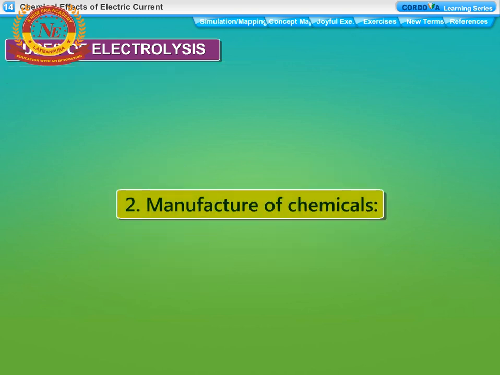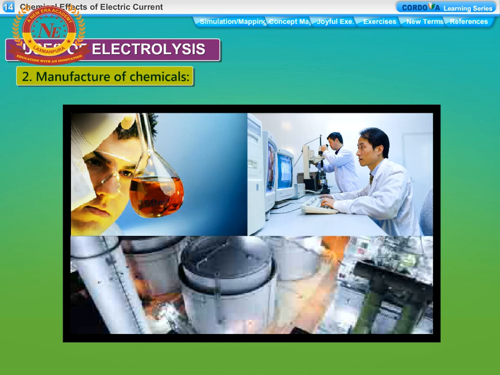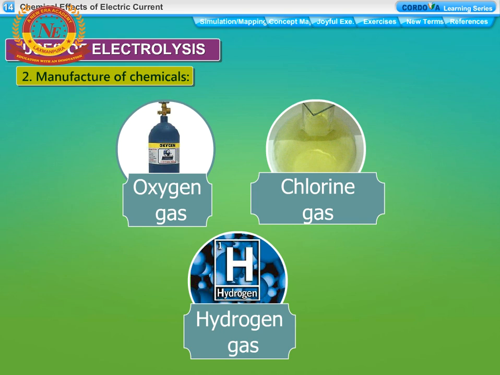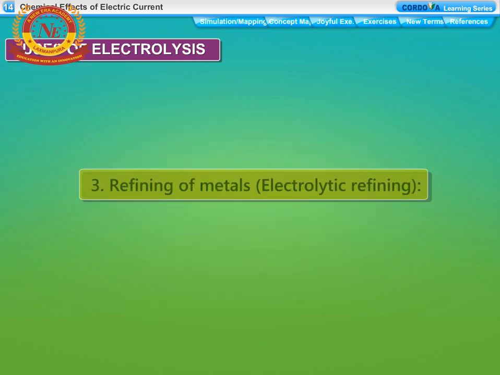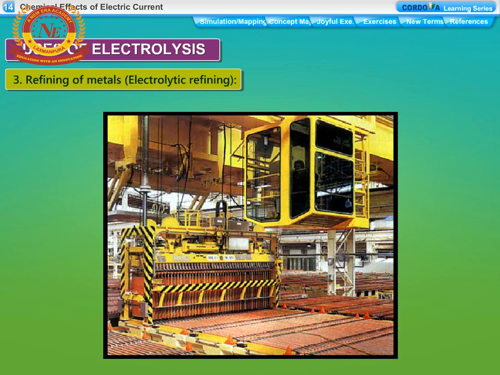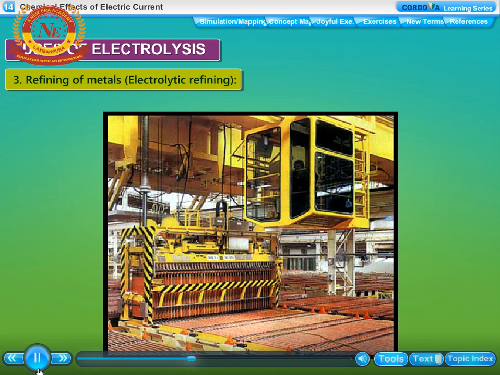Manufacture of chemicals. Electrolysis is used for the manufacture of chemicals which are used in industries in large quantities. Manufacture of oxygen gas, chlorine gas and hydrogen gas is done by electrolysis. Refining of metals. Electrolytic refining means purification by electrolysis.